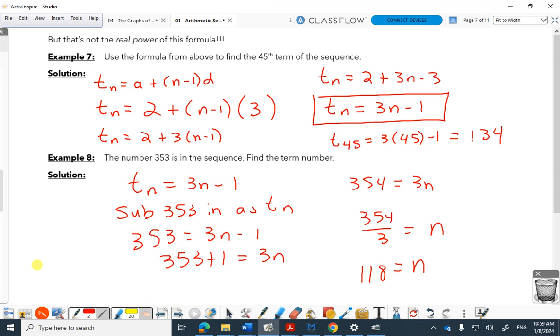Therefore, it is term number 118. Okay? So this formula can be used forwards and backwards if you need to. Do you have questions?